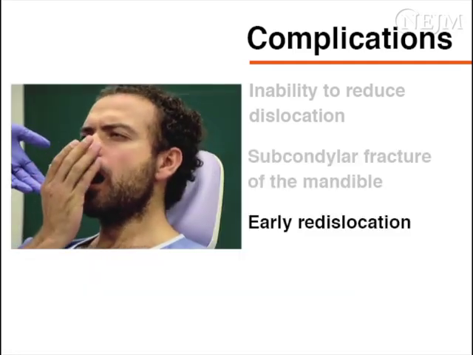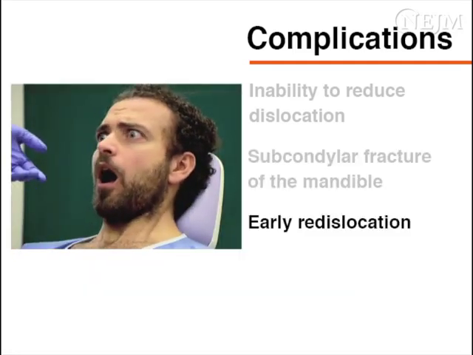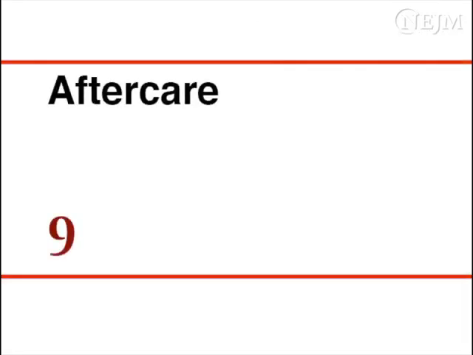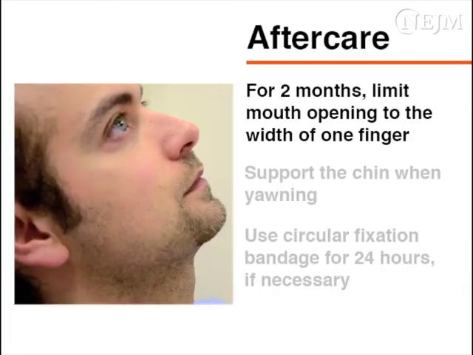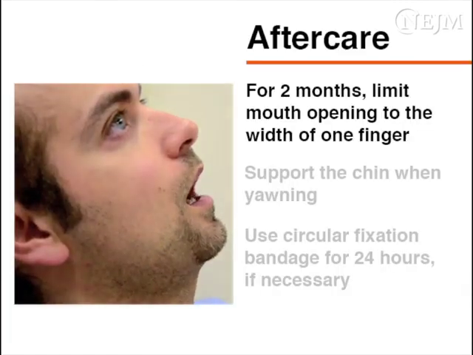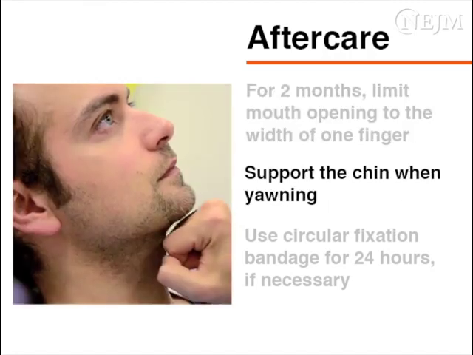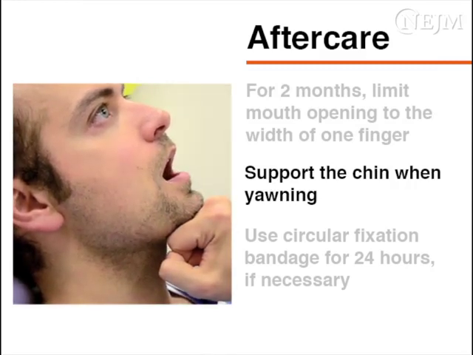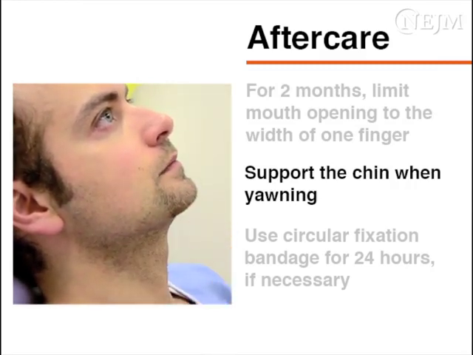Because early repeat dislocation is a clinically significant risk, it is important to instruct the patient in preventive aftercare. Instruct the patient that for the next 2 months, he or she should not exceed the interincisal distance of 1 finger's width when opening the mouth. Also for the next 2 months, the patient should support his or her chin with a fist when yawning.